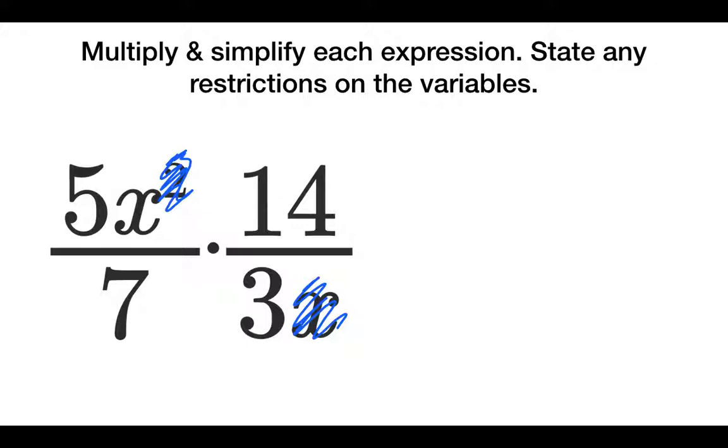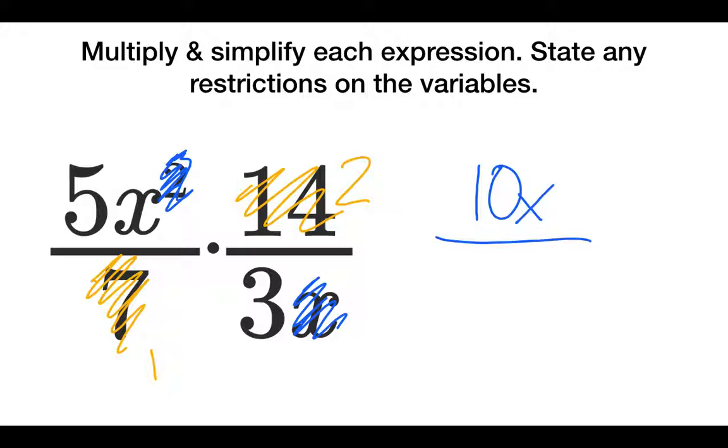Oh, right, the number 7. So I am going to simplify out the number 7. This becomes 1. This number becomes 2. So now we're just going to multiply across. So 5x times 2 becomes 10x over 3.